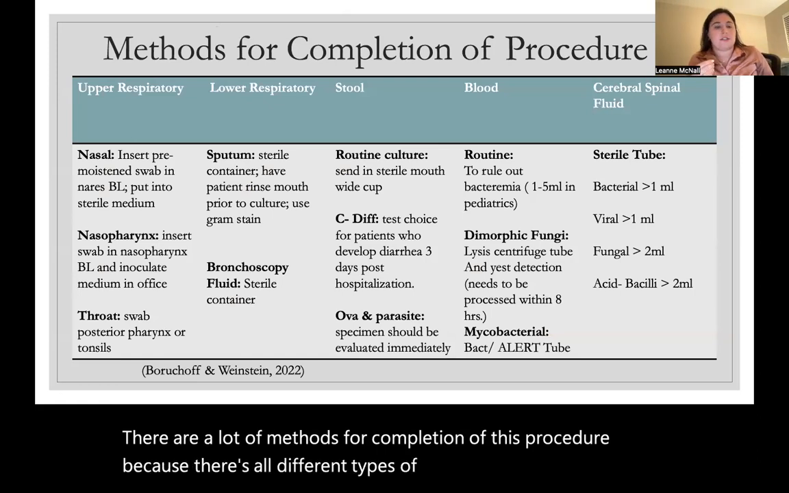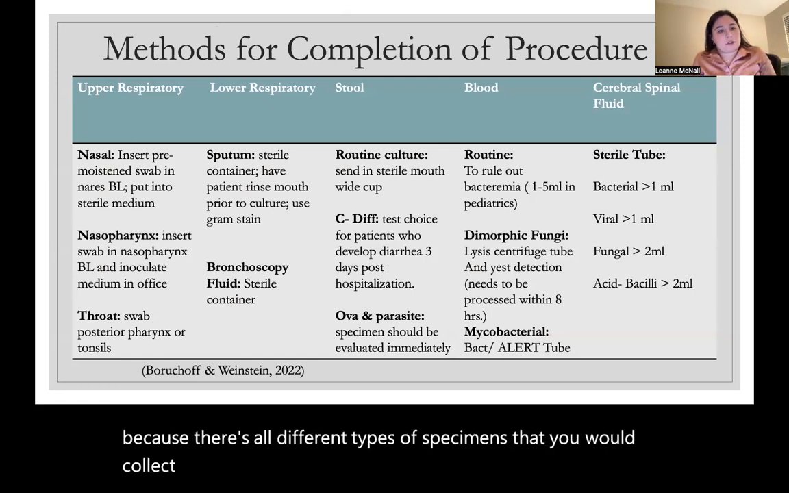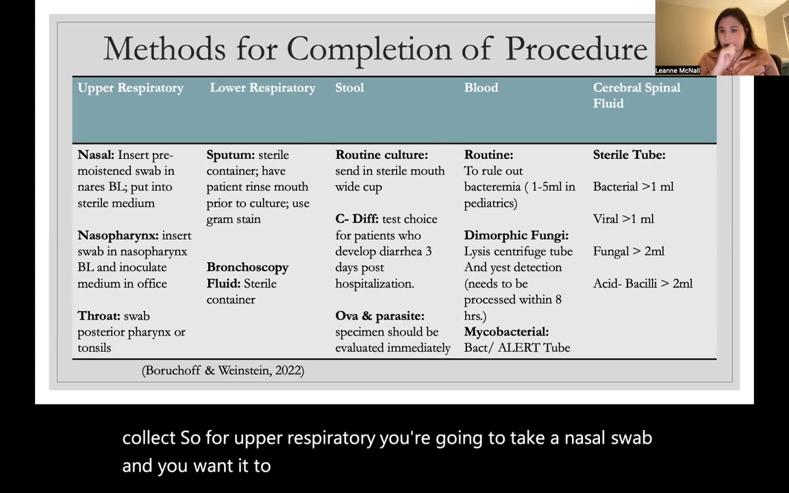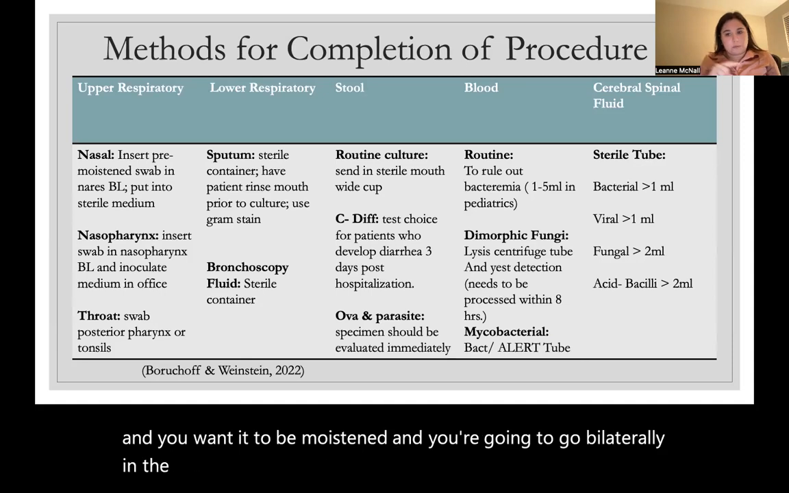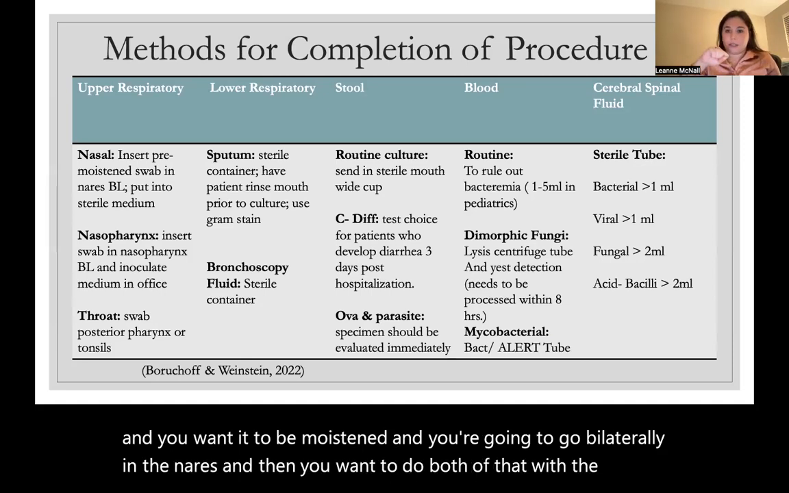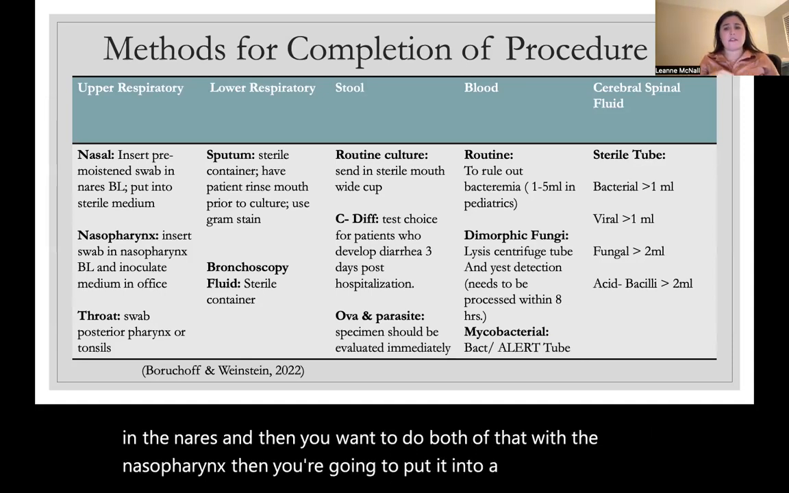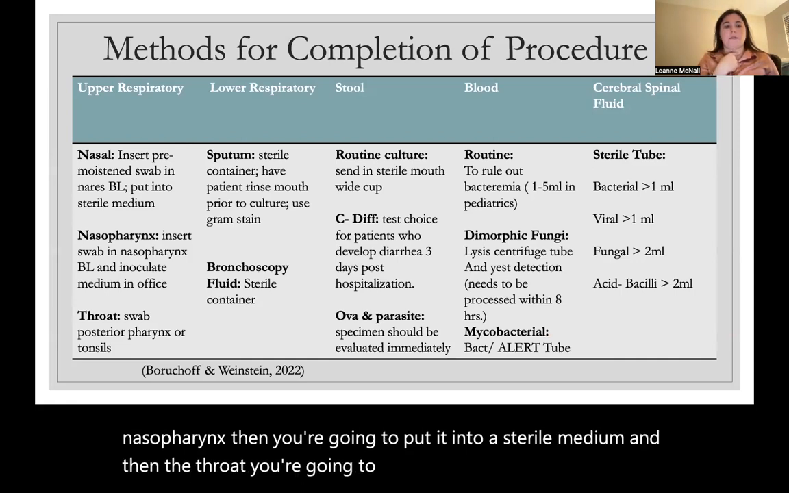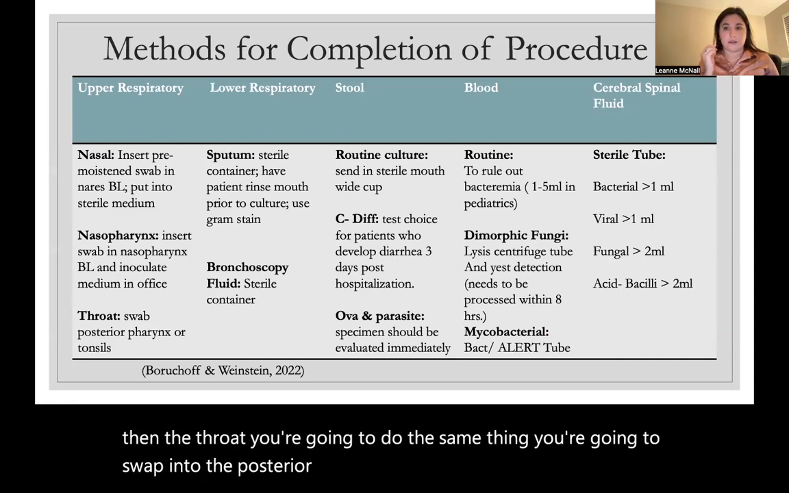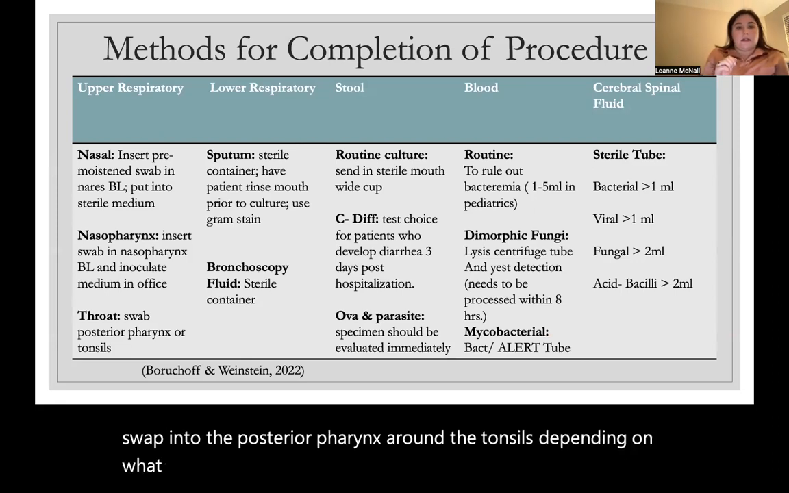Okay, so there are a lot of methods for completion of this procedure because there are all different types of specimens that you would collect. For upper respiratory, you're going to take a nasal swab, and you want it to be moistened, and you're going to go bilaterally in the nares. And then you want to do the same with the nasopharynx, and you're going to put it into a sterile medium. And then the throat, you're going to do the same thing. You're going to swab into the posterior pharynx or on the tonsils, depending on what you want to get.